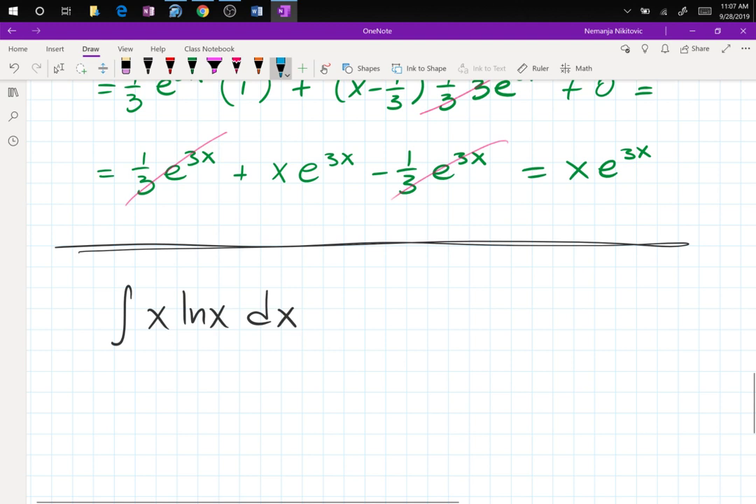Integration and disintegration. I like that. I do too. It's a d of x. Chapter 3, disintegration.